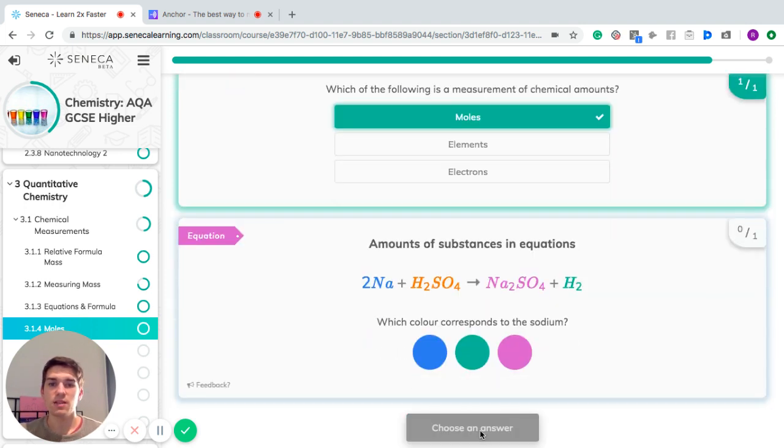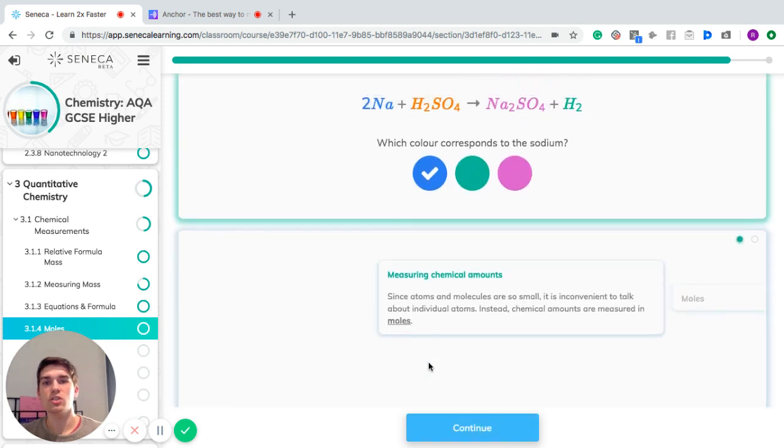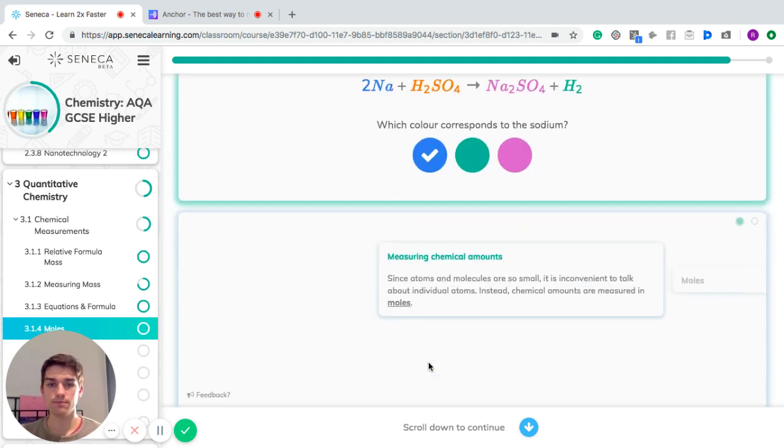So, amounts of substances in an equation. For the equation 2Na plus H2SO4 goes to Na2SO4 plus H2, that tells you 2 moles of sodium react with 1 mole of sulfuric acid, and that will go to 1 mole of sodium sulfate and 1 mole of hydrogen.